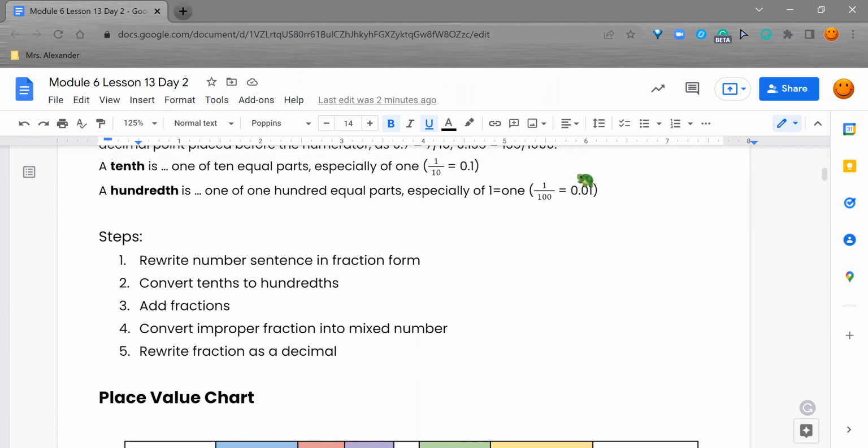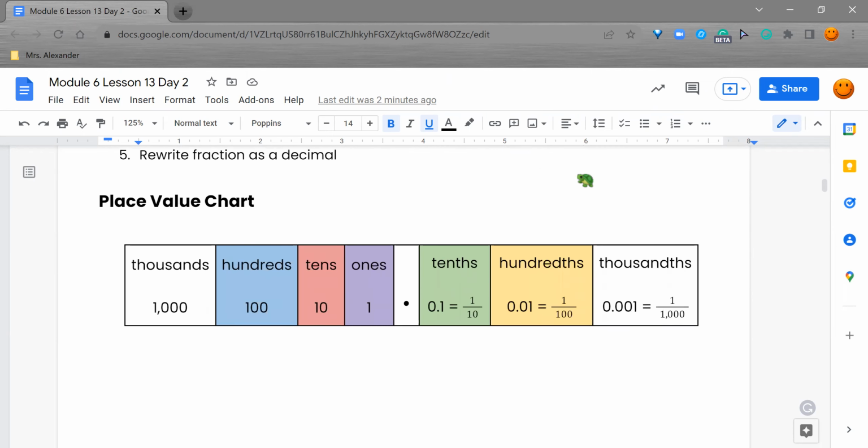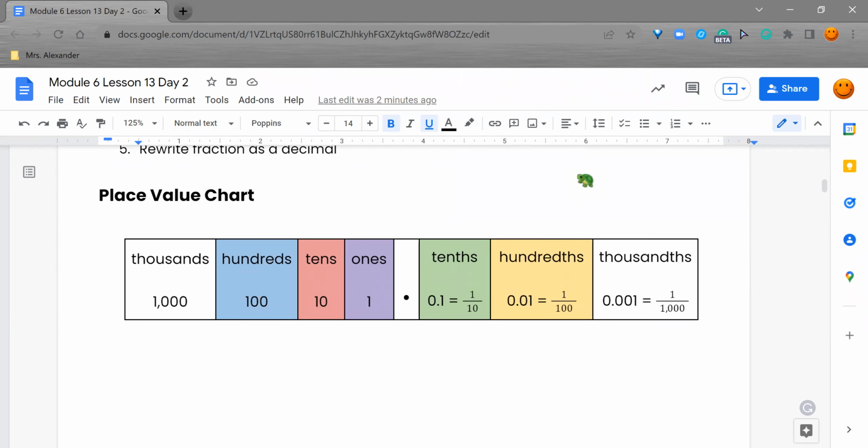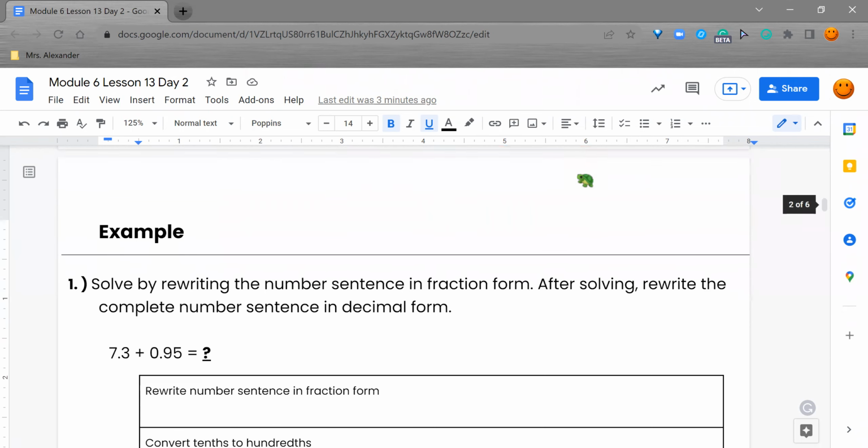So here are the steps we need. We're going to rewrite the number sentence in fraction form. We're going to convert the tenths to hundredths. We're going to add the fractions. We're going to convert any improper fraction to mixed number, and then rewrite the fraction as a decimal. Here is a place value chart in case you need to remember how to write the fraction and decimals for tenths and hundredths.